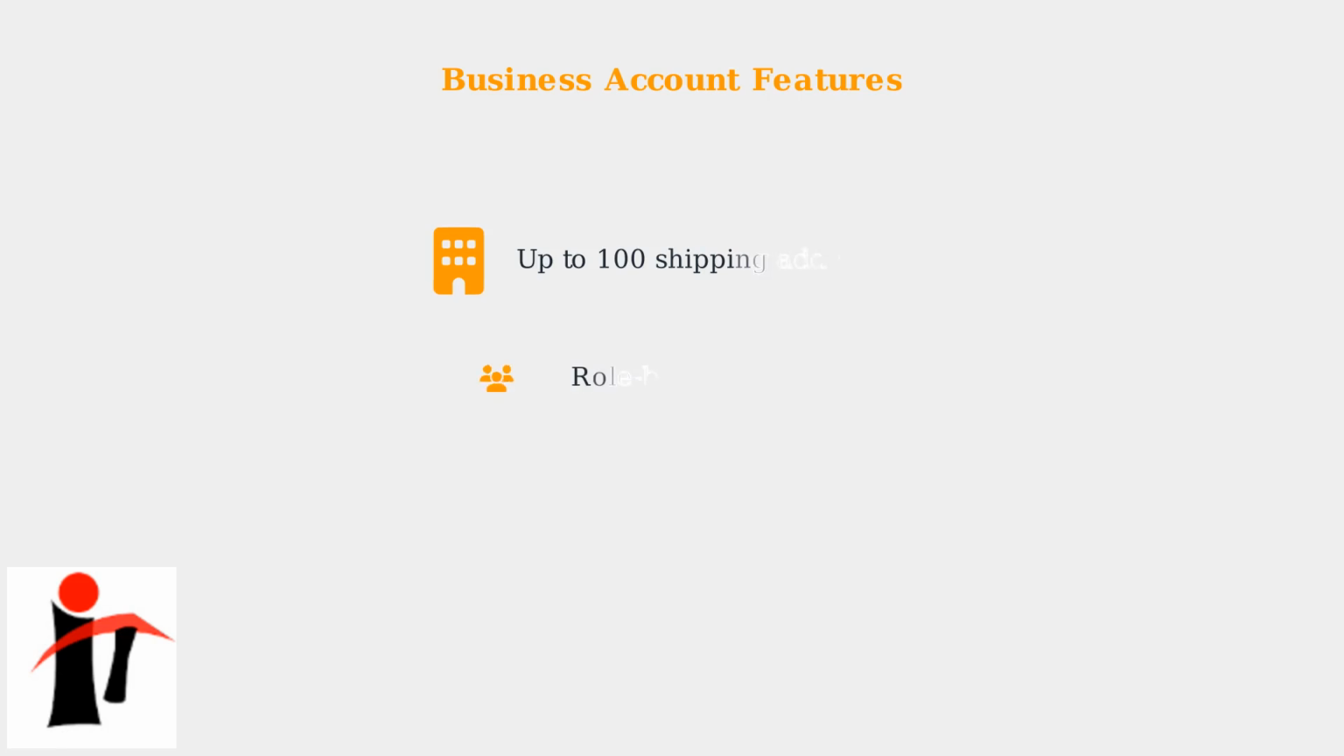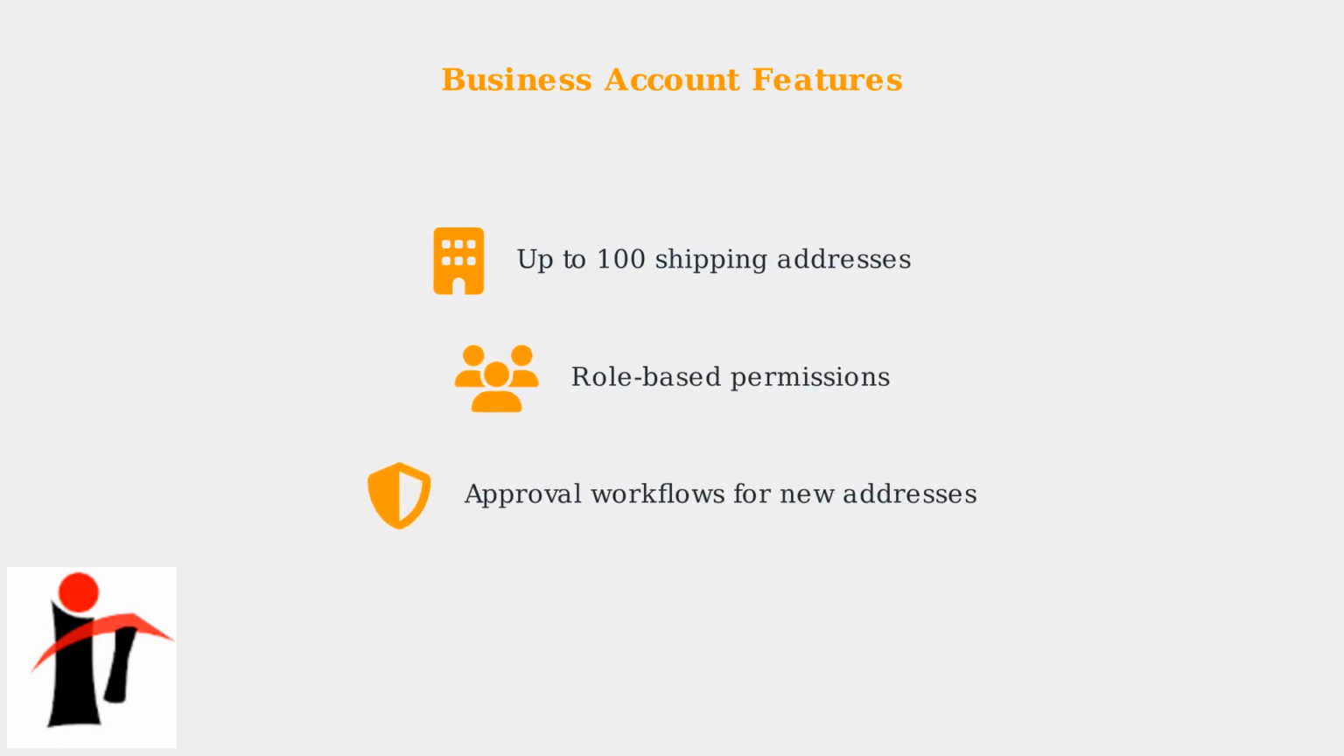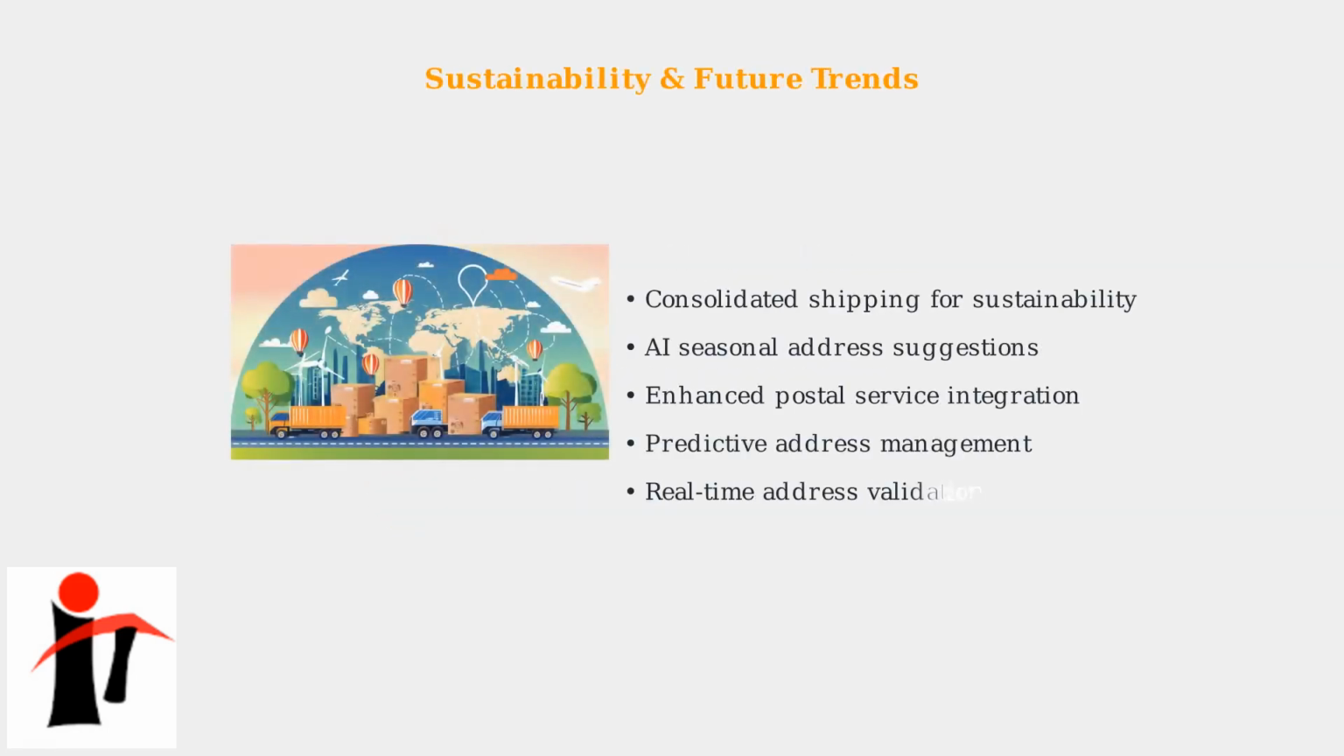Amazon business accounts offer advanced address management features, supporting up to 100 different shipping addresses with role-based permissions for team management. Amazon is focusing on sustainability by promoting consolidated shipping addresses to reduce environmental impact, while developing future features like AI-powered seasonal address suggestions and enhanced postal service integration.